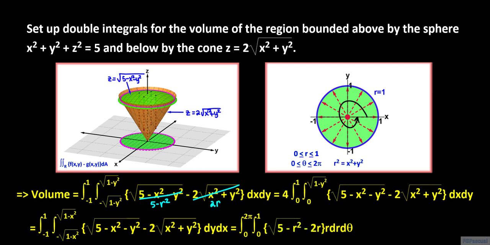The viewer can check as an integration exercise, either by hand or by using a graphing calculator or computer software, that the volume is equal to 10 pi divided by 3 times the quantity minus 2 plus the square root of 5. Up to 3 significant digits, this is equal to 2.47.